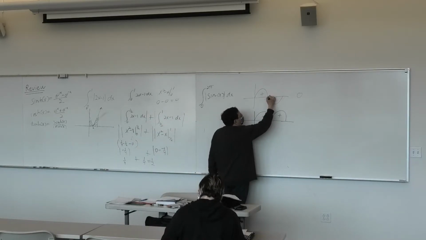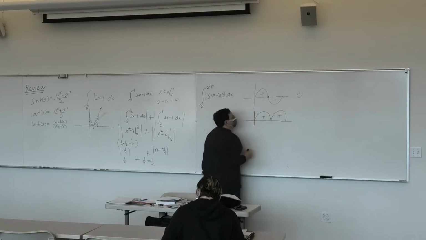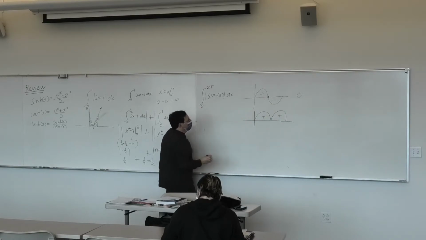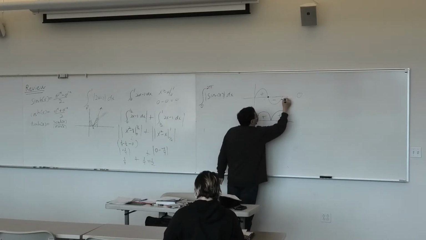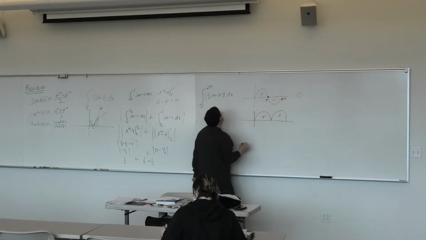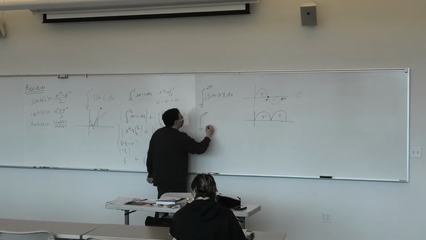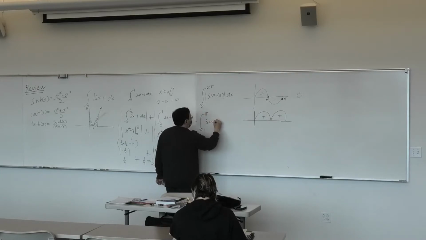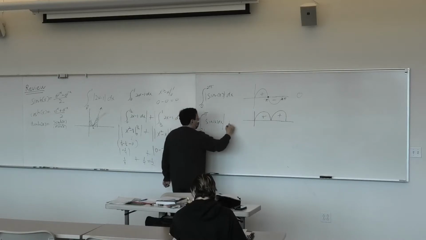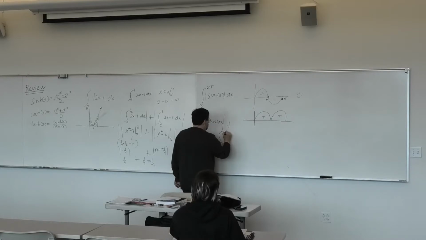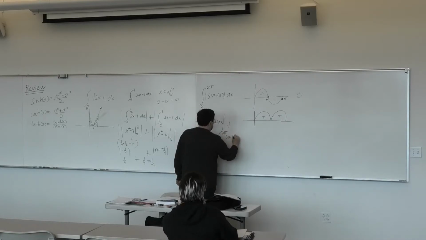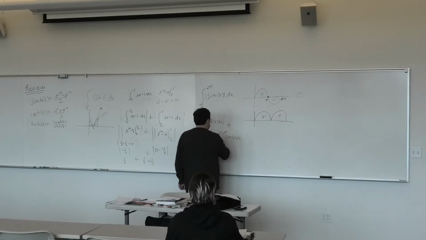So how do we do that calculation? Well, we figure out where the function goes to 0. This is 2 pi. This is pi. So this is going to go from 0 to pi, sine of x dx, absolute value, plus the integral from pi to 2 pi, sine of x dx, absolute value.